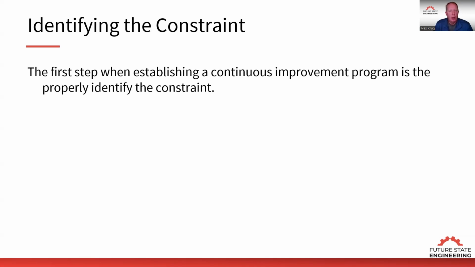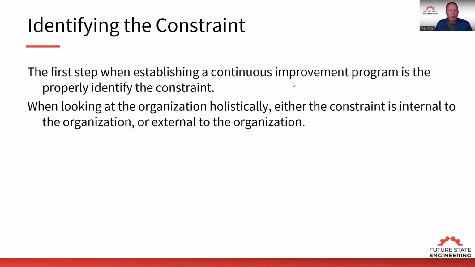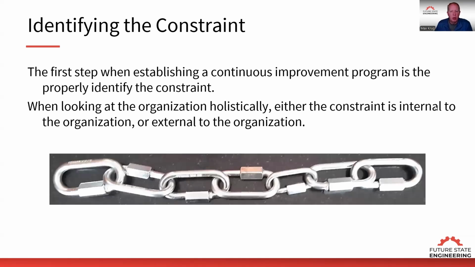So now, how do we identify the constraint? So we want to start establishing that continuous improvement program. The first step is to identify the constraint. So when we look at the organization holistically, either the constraint's going to be internal to the organization or it's going to be external to the organization. So remember our chain analogy. There's only one weakest link in the chain. That weakest link determines the performance of the system. And so it's important that we identify where is that weakest link. So first step, is it external or is it internal?